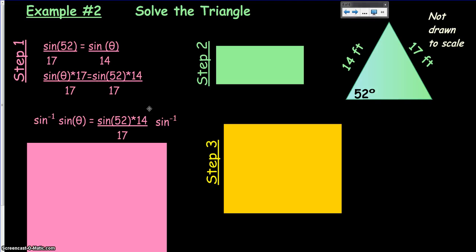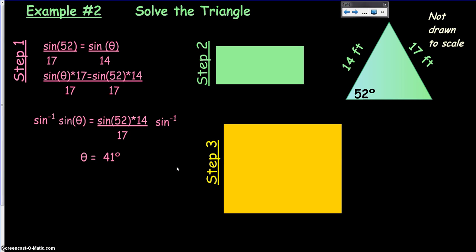Once I get this section here, sine of 52 times 14 divided by 17, I prefer to take the inverse sine of that whole thing in the calculator. So I would type second sine, open parentheses, sine 52 times 14 divided by 17. I think you can see where these become difficult. You have to be very careful where your parentheses go. And like I said, we will spend some time on this in class tomorrow.